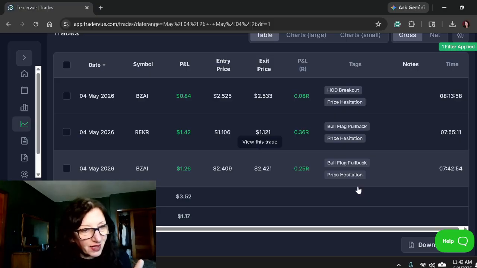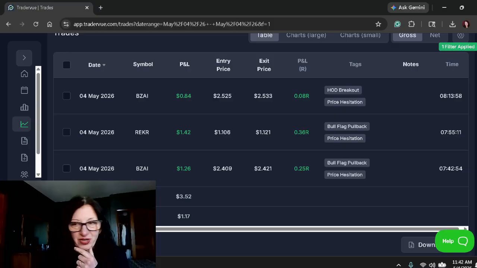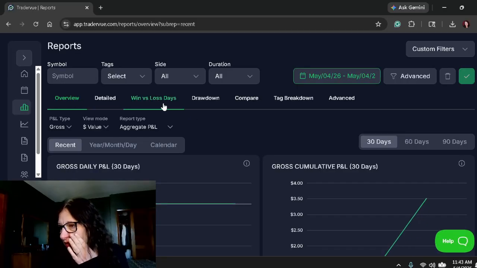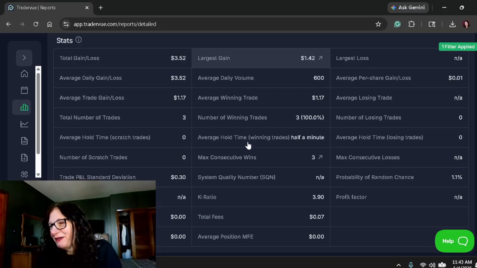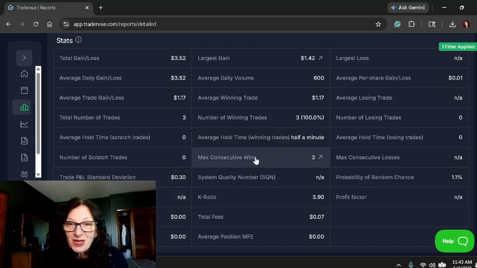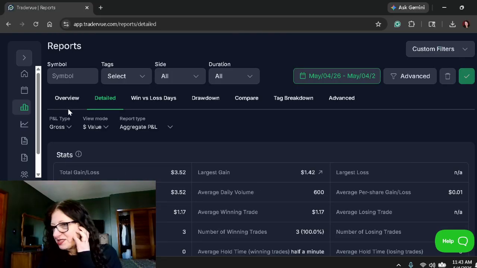So let's see. We went over my trades. So for today, I had 100% accuracy. Yay! My total gain was $3.52, which is honestly pretty sad, but it's better than being red. Okay. And yeah, it hasn't done my profit loss ratio, but we'll see about that.